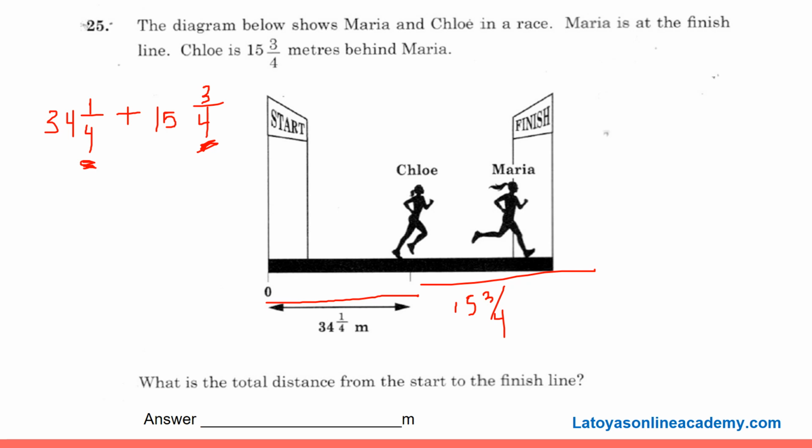Alright, so 34 plus 15, we're going to add our whole numbers first. 34 plus 15 is going to give us a total of 49. Alright, and now we have 1 plus 3, which gives us 4 over 4. Good, and 4 over 4 is 1. So we need to add that to our whole number. 49 plus 1 is going to give us a total of 50. So the total distance from the start to the finish line is 50 meters.